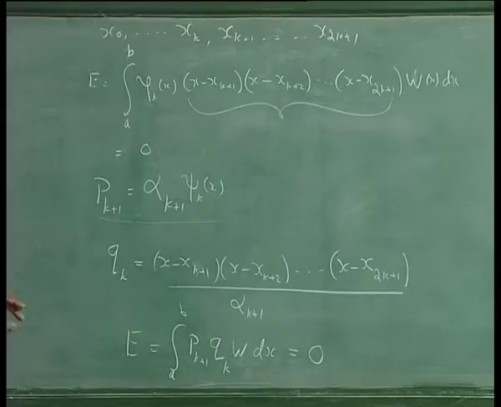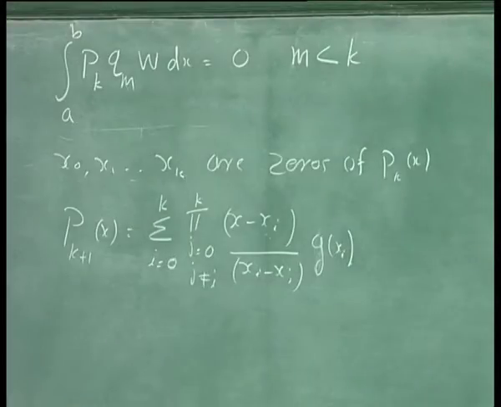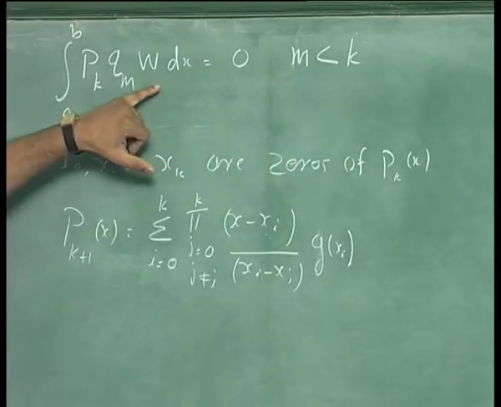So, the orthogonality theorem tells us that we can always find a polynomial of order m less than k for this equal to 0.